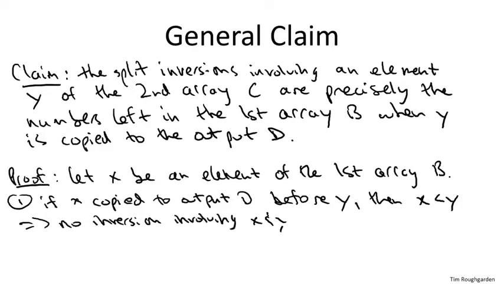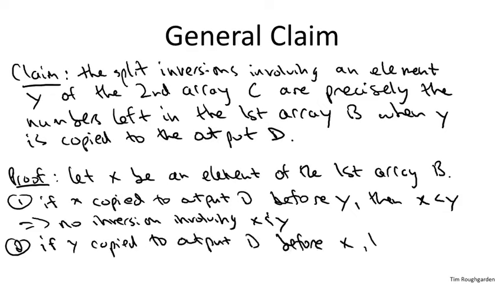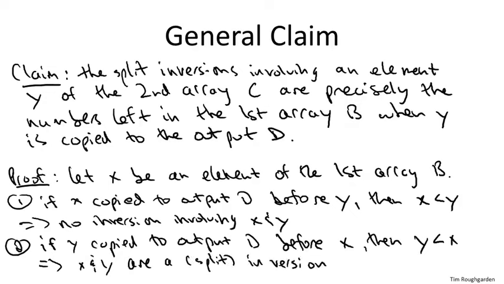On the other hand, if Y is copied to the output D before X, then again, because we populate D left to right in sorted order, that's got to mean that Y is less than X. Now, X is still hanging out in the left array, so it has a lesser index than Y. Y comes from the right array, so this is indeed a split inversion. So putting these two together, it says that the elements X of the array B that form split inversions with Y are precisely those that are going to get copied to the output array after Y.